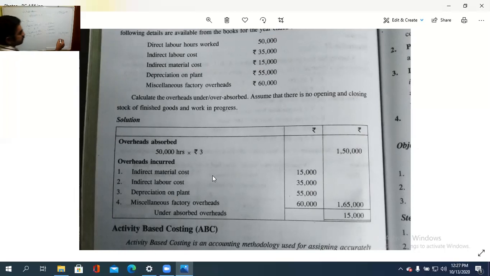So it is minus 15,000. What is that? Under absorbed. That is under absorbed, because overhead absorbed is 1,50,000. Then overheads incurred actually.